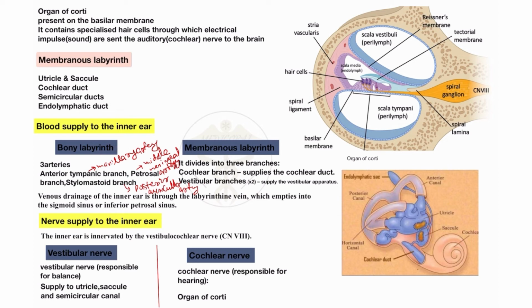Venous drainage occurs by the labyrinth vein. Veins drain from the inner ear through the labyrinth vein, which empties into the sigmoid sinus or inferior petrosal sinus. So this is the venous drainage of the inner ear, and that is the blood supply of the inner ear. Next is the nerve supply to the inner ear.